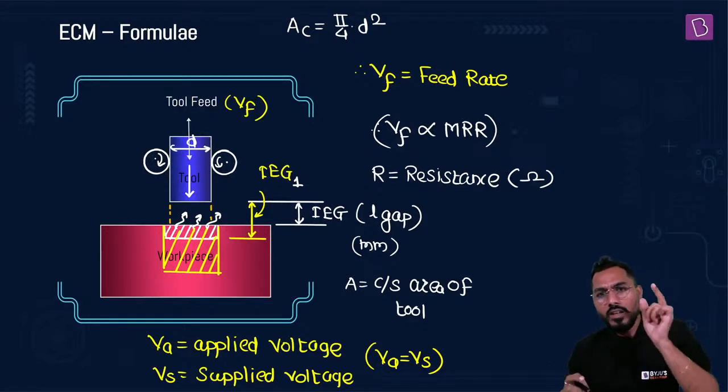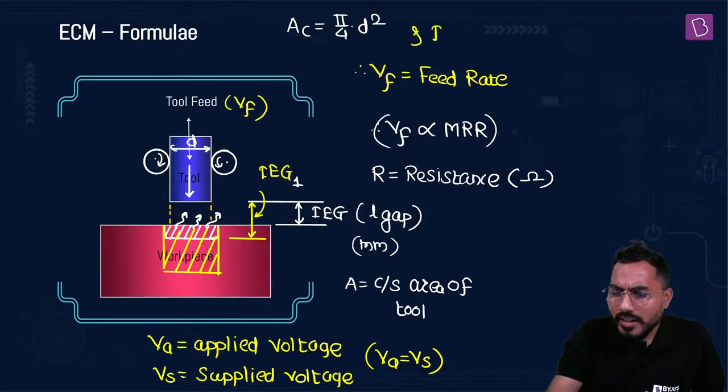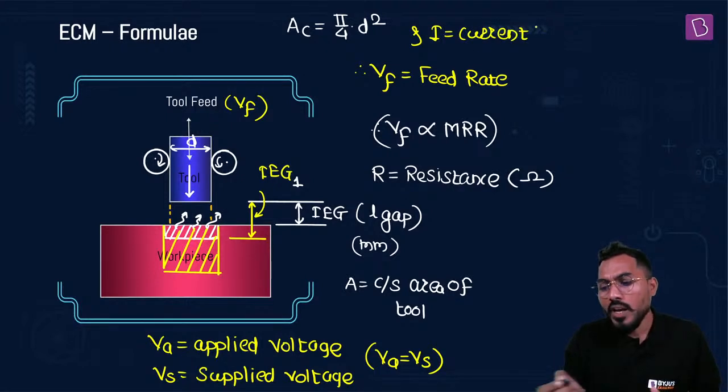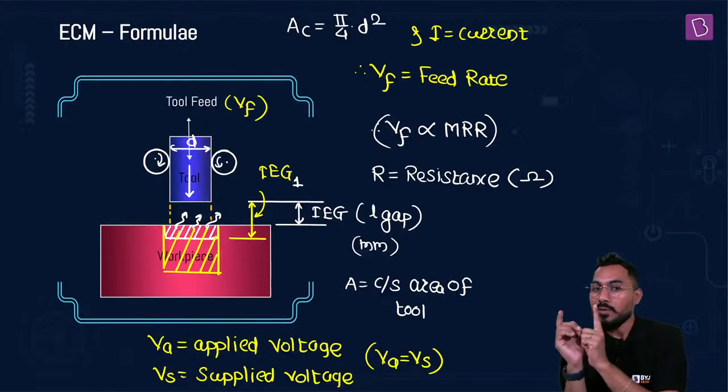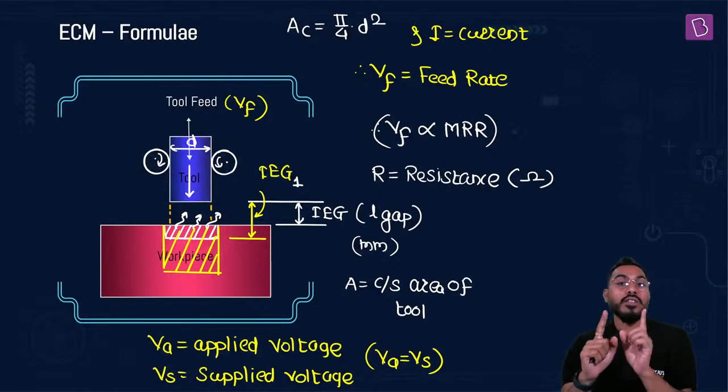Fine. Now I is exactly equal to the current which is flowing through the circuit. Is it understood? Yes. So again I'll repeat myself: A is the cross-section area of the tool, or A can be the cross-section area of the machined surface.